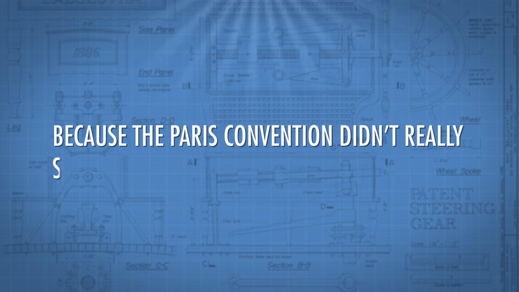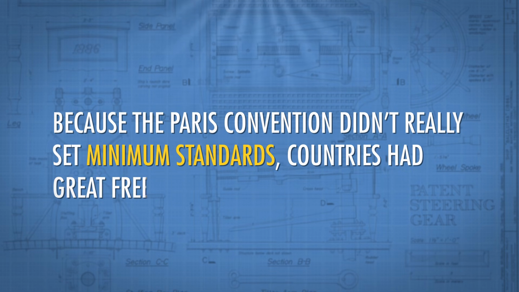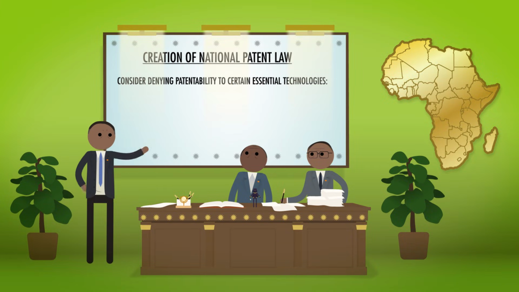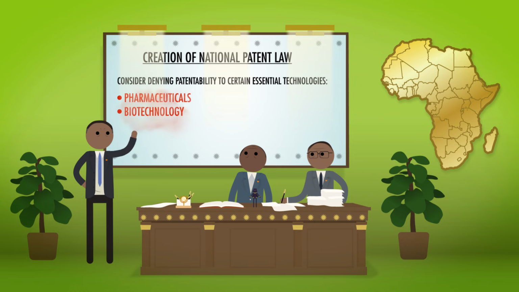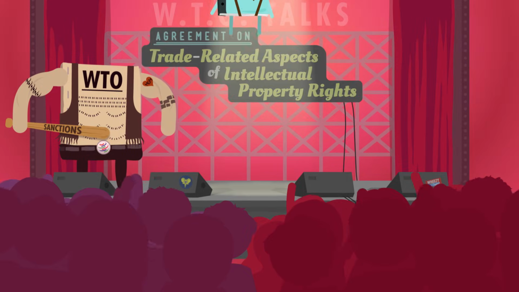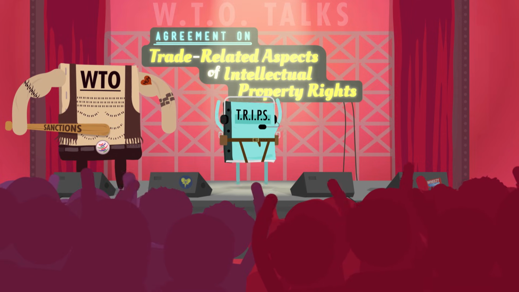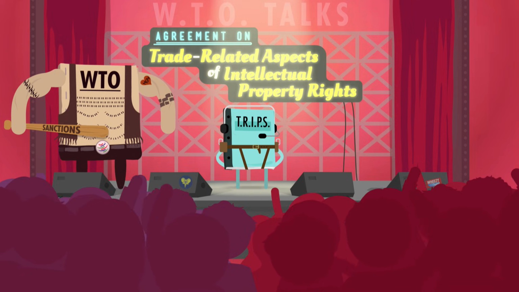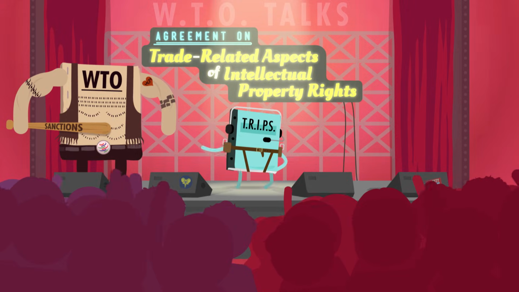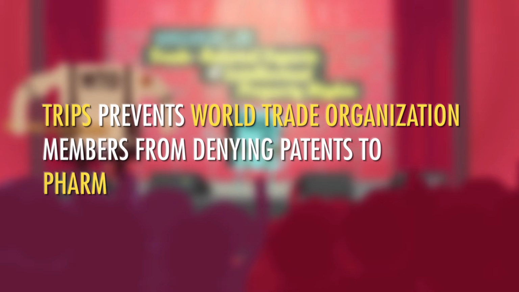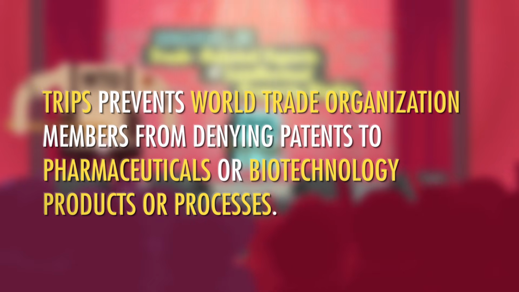Because the Paris Convention didn't really set minimum standards, countries had great freedom to tailor their patent laws to their own needs and interests. Developing countries, for example, might exclude pharmaceutical products from patentability because they feel like health-related products and medicine should be affordable for people to buy. Many developed nations successfully sought to close this gap during negotiations of our old frenemy, the TRIPS agreement. TRIPS incorporates parts of the Paris Convention and sets forth a number of minimum standards for patent protection. TRIPS prevents World Trade Organization members from denying patents to pharmaceuticals or biotechnology products or processes.